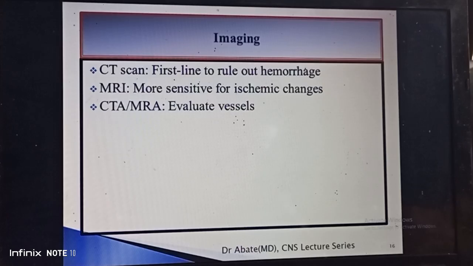So the initial and first-line modality of test for any patient who is suspected of stroke should be non-contrast brain CT scan.